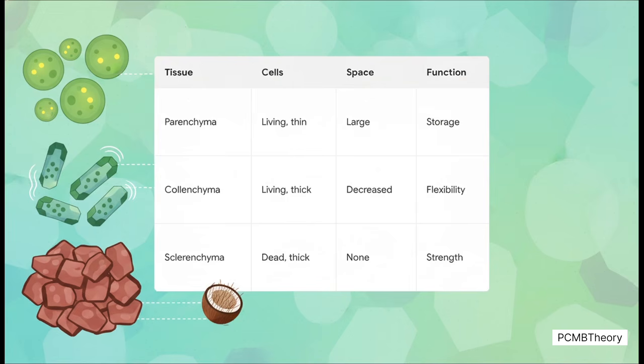Next up is collenchyma. Still living, but now with pectin thickening up the corners. This decreases the space but adds crucial flexibility, meaning stems can bend in a strong wind without just snapping in half. And finally, we reach sclerenchyma. These cells are actually dead. They have extremely thick, lignified walls and absolutely zero intercellular space. They provide ultimate hardness and stiffness. Just think of the ultra-hard husk of a coconut.